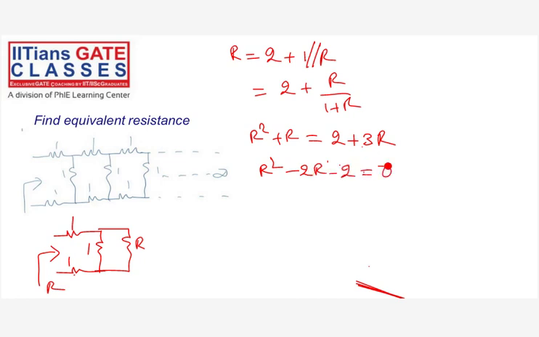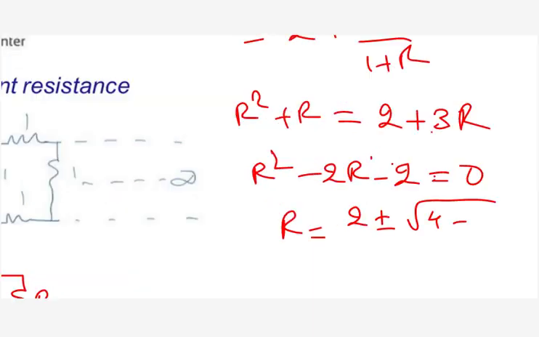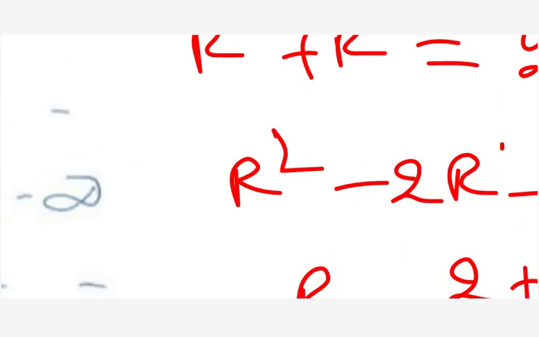So R will be minus minus B plus or minus root of B square minus 4AC, which is 4 into 2. I don't know, there is some problem here.